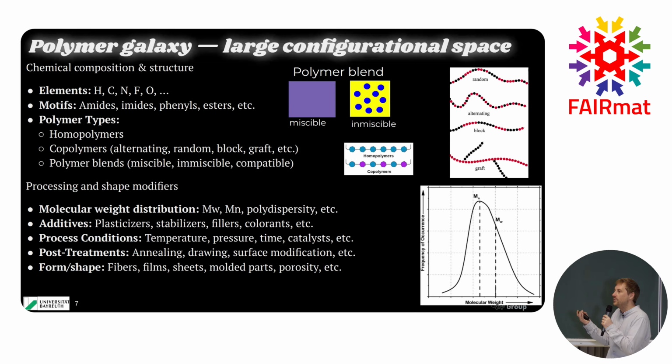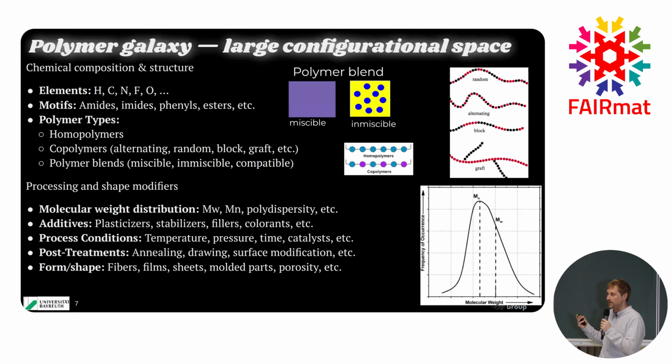All these configurations that you have are in this polymer universe. And if you want to find the right solution with the right property, you need to somehow access or find the right solution for your property. There are also processing and shape modifiers, like molecular weight or molar mass distribution, which you can see on the right, which is a very specific target for polymers.